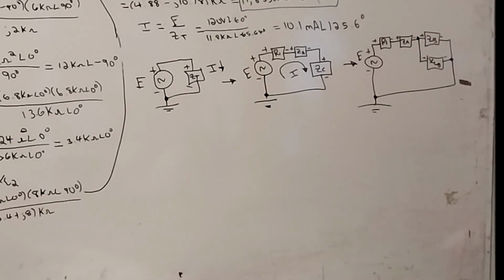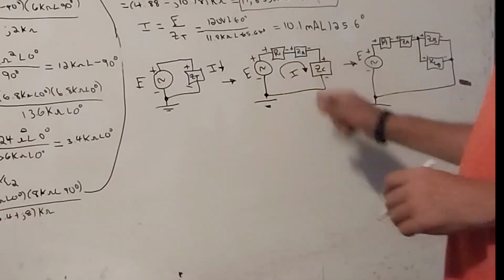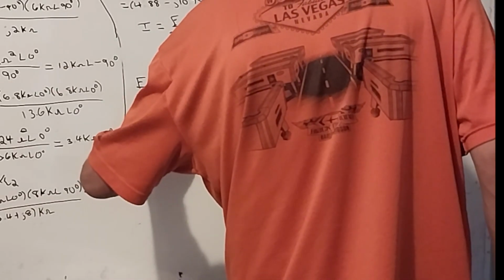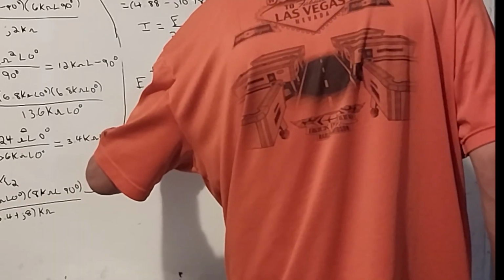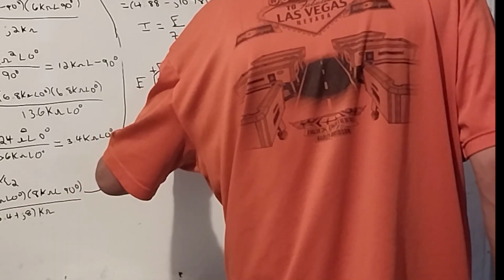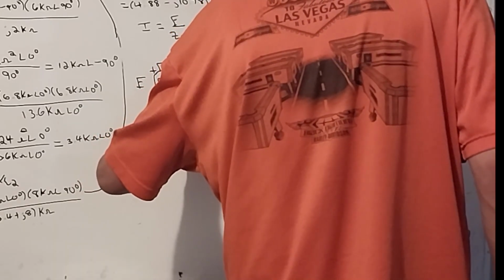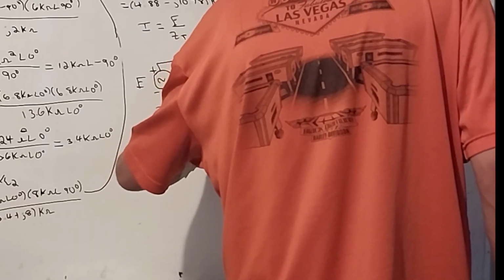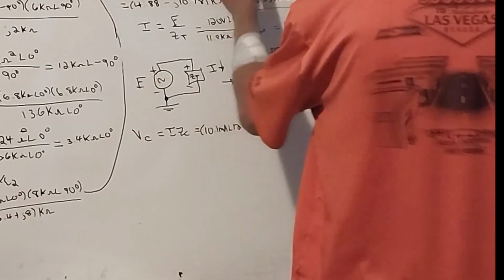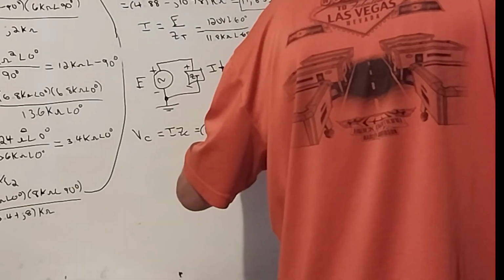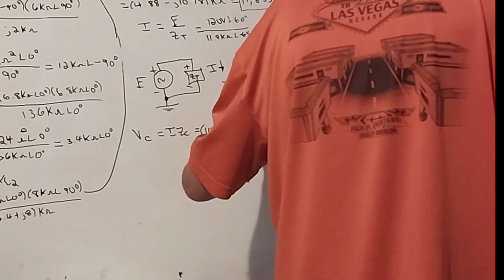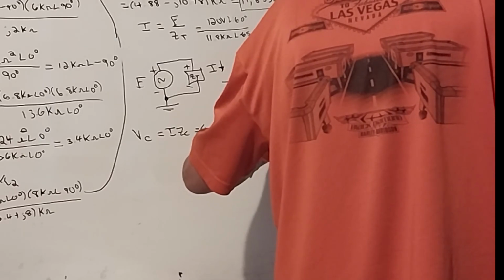All right. We know what the I is. Let's find what the VC is. VC is equal to I times Z sub C, which is equal to 10.1 milliamps at an angle of 125.6 degrees. We multiply that by Z sub C, which is 3129 ohms, at an angle of 23.03 degrees.